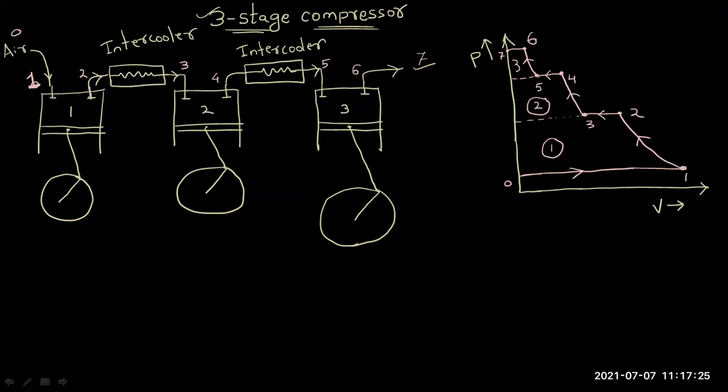So here, how many pressures do we have? Suppose in this line, the pressure is P1. Here in this line, suppose the pressure is P2. In this line, let's assume the pressure is P4, and in this line, let's consider the pressure is P6. Okay, so here what will happen? The highest pressure.